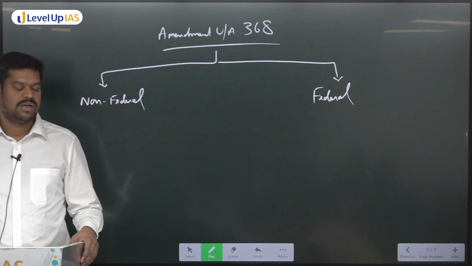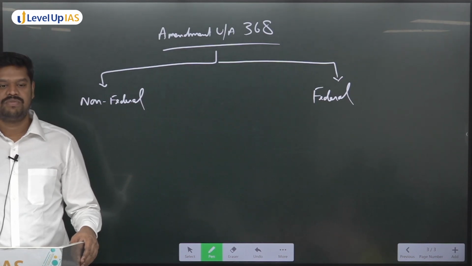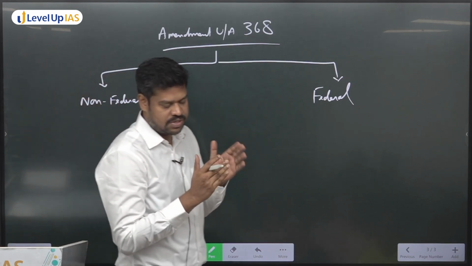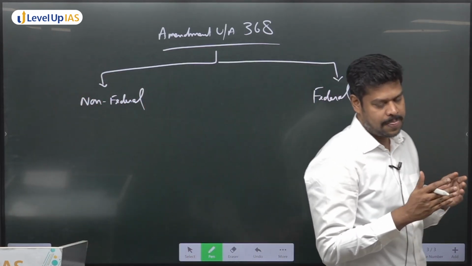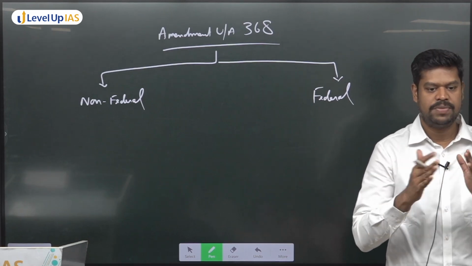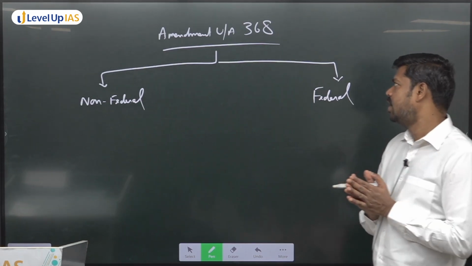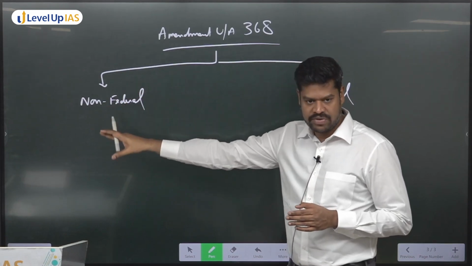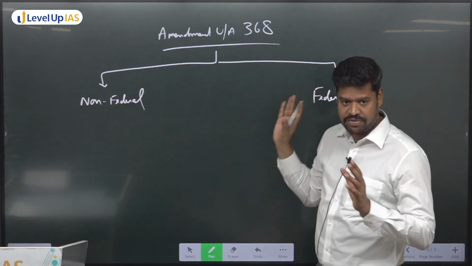We already understood what division of powers is. Can you recollect? Because there is a division of powers, which is a feature of the Indian constitution, we also say that the constitution of India is a federal political system. So under Article 368, the Parliament can amend the non-federal provisions and the federal provisions also.